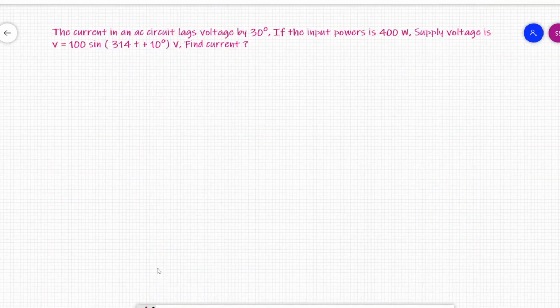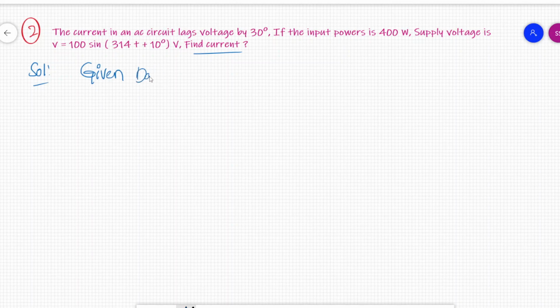Let us proceed to the second problem. The current in an AC circuit lags voltage by 30 degrees, and the input power is 400 watts, supply voltage is 100 sin(3140t plus 10 degrees) volts, and we need to find the current. So what is the question actually? Let us try to understand the question. Let us write down the given data.